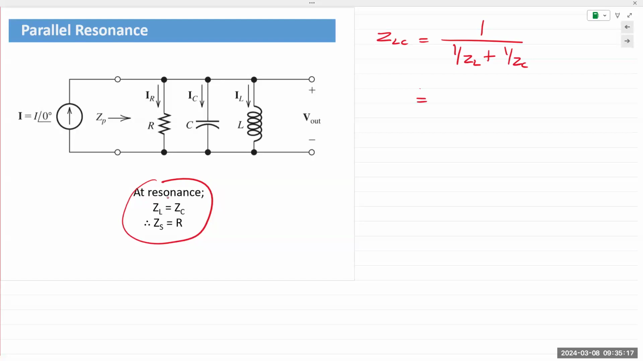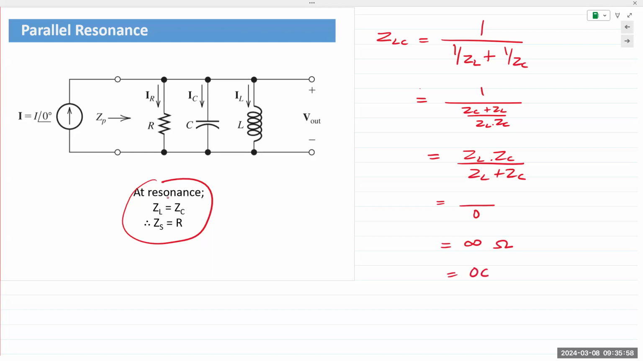This gives you, what does it give? ZC plus ZL divided by ZL times ZC. So this simply becomes ZL times ZC divided by the sum. And we already established previously that ZL plus ZC at resonance would go to 0. So this becomes divided by 0, which means ZLC goes to infinity or behaves like an open circuit.